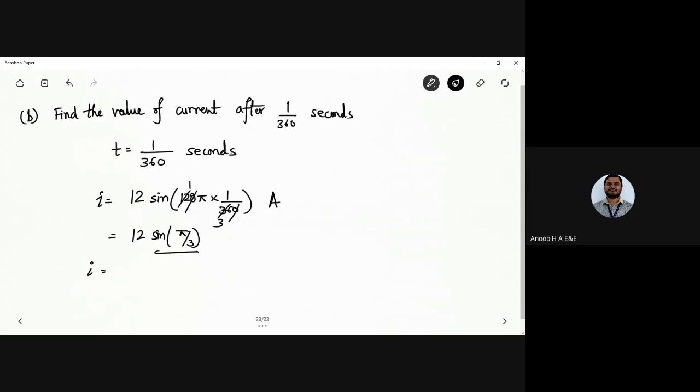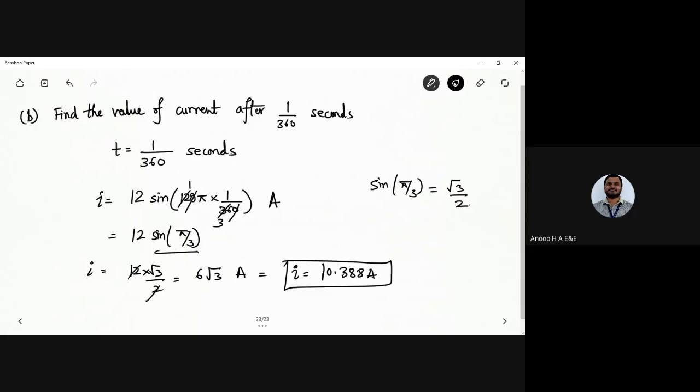The value of sine pi by 3 is well known to you. Sine pi by 6, that is sine 30 degrees, is 1 by 2, and sine pi by 3 is root 3 by 2. So that is 12 into root 3 divided by 2, which is nothing but 6 root 3 amperes. That would be equal to i, which is 10.388 amperes. That is the value of current.